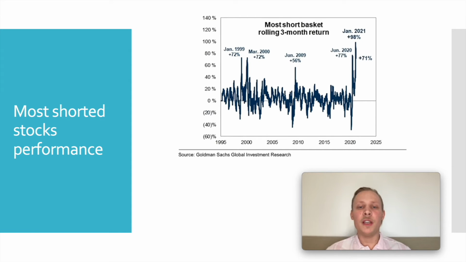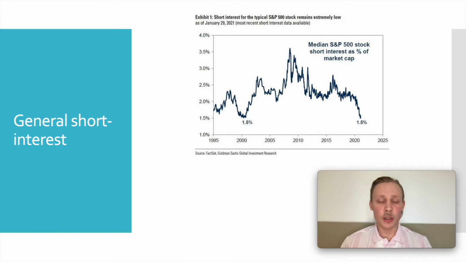And here you can see a chart from Goldman Sachs. It shows the performance of the most shorted stocks. You can see the performance is overwhelming, and that should make you cautious. You can see here, we had it in 1999, in 2000, we had it in 2009, we had it in June 2020. So please keep that in mind. Here you can also see a chart from Goldman Sachs that shows the median short interest of stocks in the S&P 500.